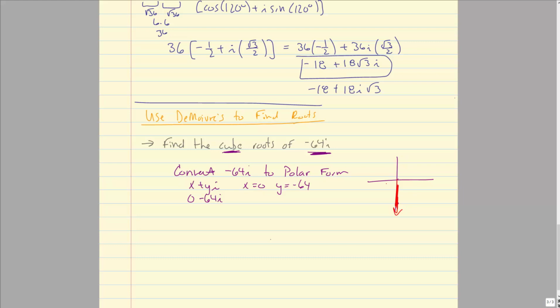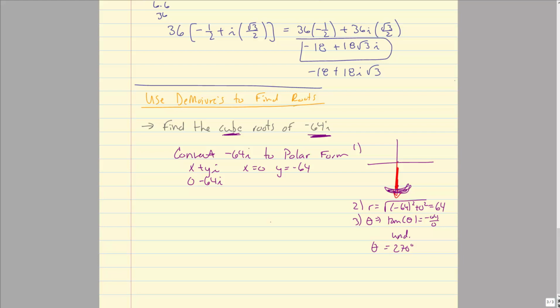So I need to find out what r is. Now r is going to be easy. It's just going to be 64 here. So this is my first step, to graph. Second step, r would be the square root of a negative 64 squared plus 0 squared, which is just 64. And then theta, I would do tangent of theta is y over x. That'd be negative 64 over 0, which is undefined. Well, I could use pi over 2 or 90 degrees, but really I already know where I'm at. I'm down here in between the 3rd and 4th quadrants, so theta would have to be 270 degrees or 3 pi over 2.